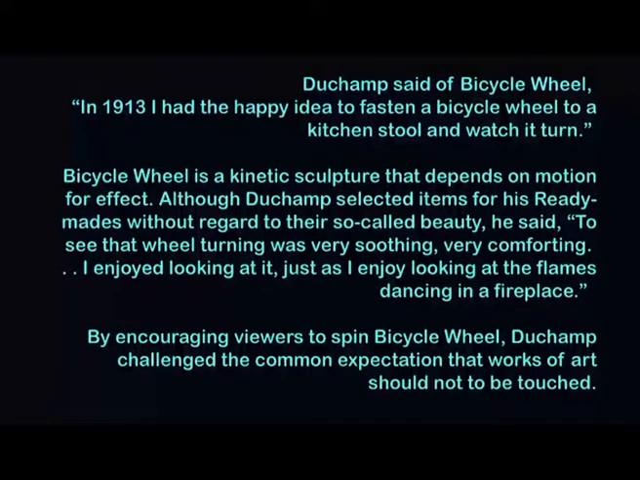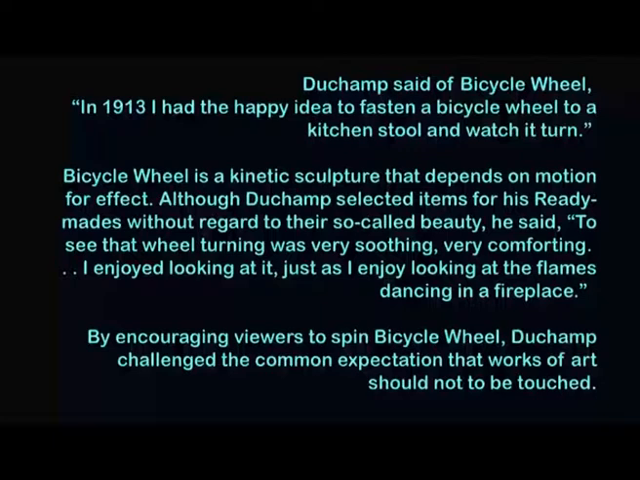Although Duchamp selected items for his ready-mades without regard to the so-called beauty, he said that to see that wheel turning was very soothing, it was very comforting. I enjoyed looking at it, just as I enjoy looking at the flames dancing in a fireplace. So he is certainly investing a certain notion of beauty and visual pleasure even in this sculpture, which is nothing but a bicycle wheel.